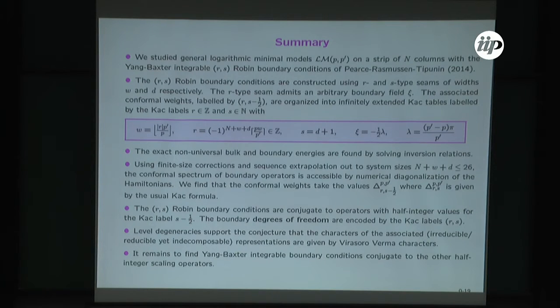The question of classification of all possible boundary conditions for logarithmic minimal models is an open question. So far we've been concentrating on infinite classes of interesting boundary conditions. Here are the relations again between R and S and W and D. We were fortunate that the exact non-universal boundary free energies could be obtained analytically by solving inversion relations. So that's quite a non-trivial business, and is an interesting result in its own right that we can calculate this infinite number of different boundary free energies for an infinite family of models.